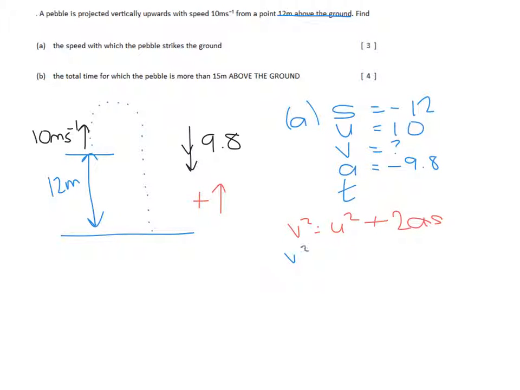Subbing in, v squared equals 10 squared plus 2 lots of minus 9.8 times minus 12, giving us a final velocity of 18.3 metres per second.